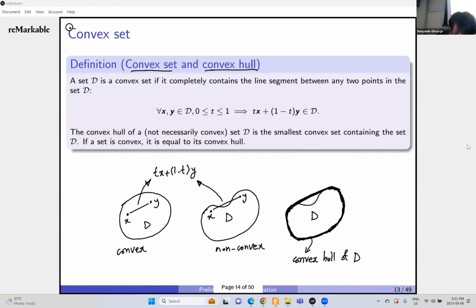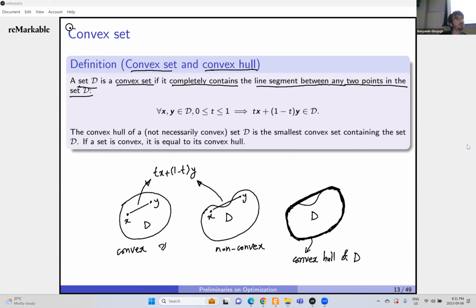A set D is a convex set if it completely contains the line segment between any two points in the set D. What do I mean? I have some set D like this. It's a set, right? Take any two points in this set. Connect them by some line, right?